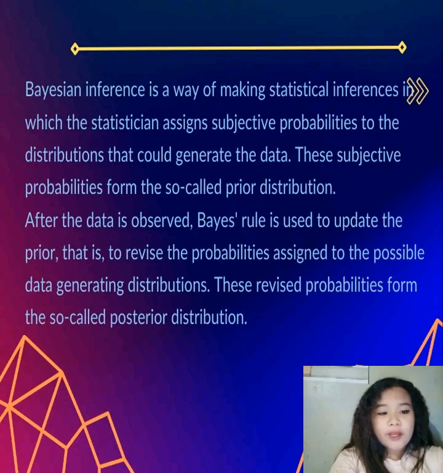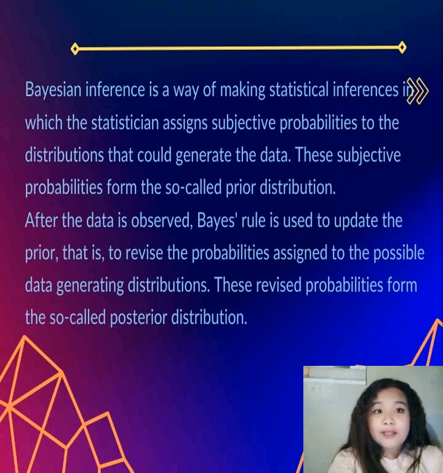Bayesian inference is a way of making statistical inference in which the statistician assigns subjective probabilities to the distribution that could generate the data. These subjective probabilities form the so-called prior distribution. After the data is observed, Bayes' rule is used to update the prior, that is, to revise the probabilities assigned to the possible data generating distribution. These revised probabilities form the so-called posterior distribution.